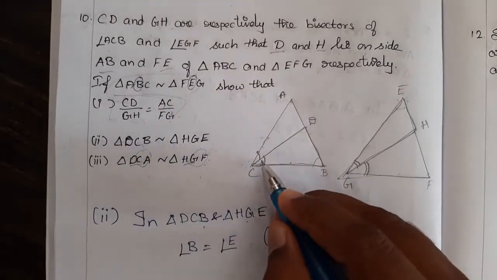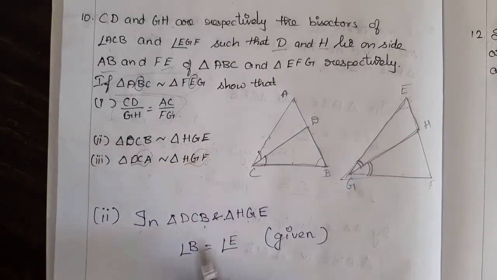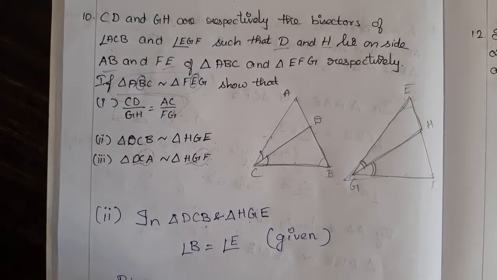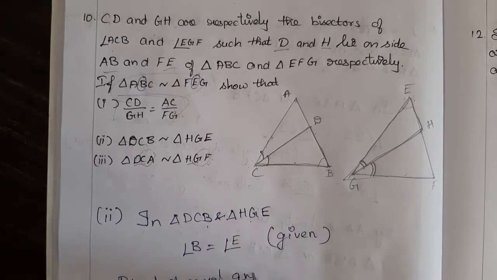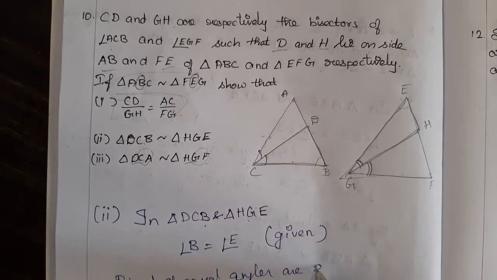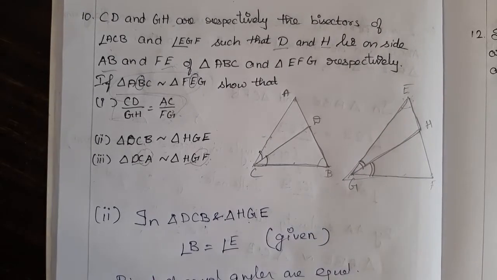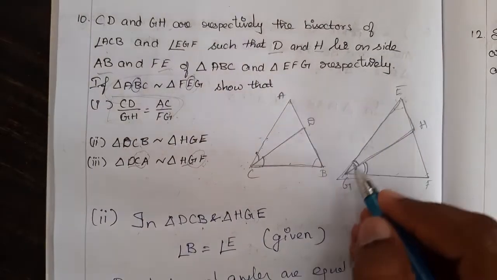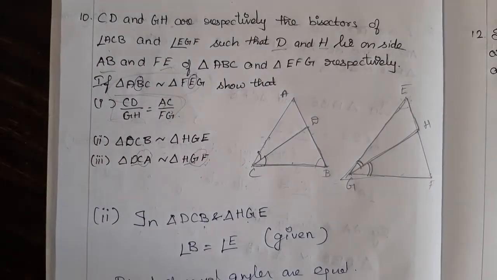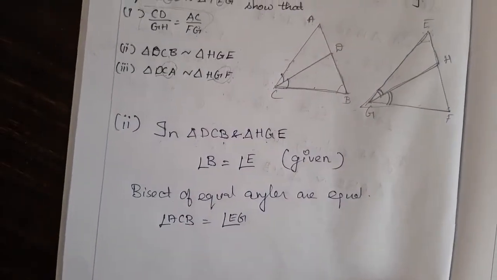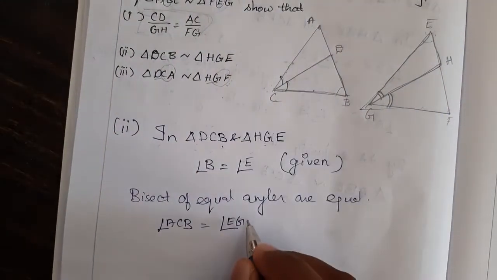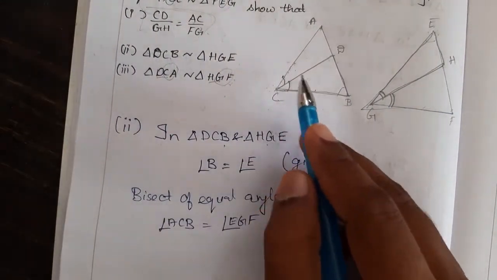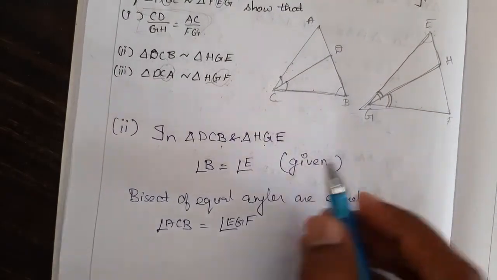So by that, the bisector will also be equal, right? The bisectors of equal angles are equal, right? We know that it is given angle ACB is equal to angle EGF, so triangle ACB is equal to EGF. So this bisector will also be equal, right?